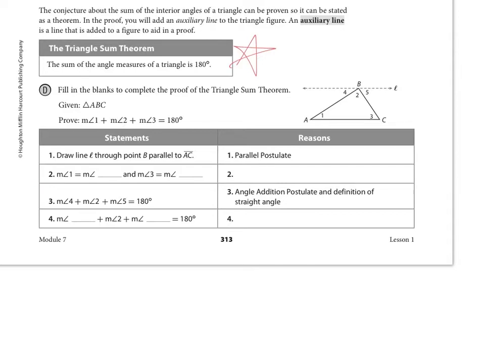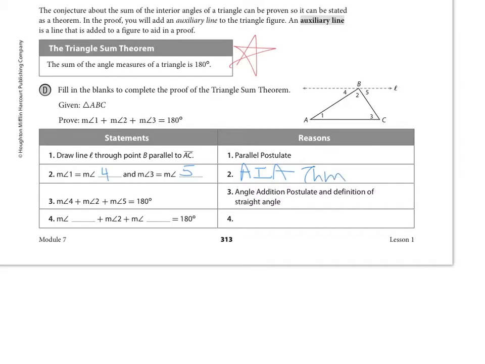Statement 2 simply says measure of angle 1 equals something and the measure of angle 3 equals something. Well, if we take a look at the diagram, measure of angle 1 would be the same as the measure of angle 4, and measure of angle 3 would be the same as the measure of angle 5. I think you can see the alternate interior angle theorem. Both of those are alternate interior angles.